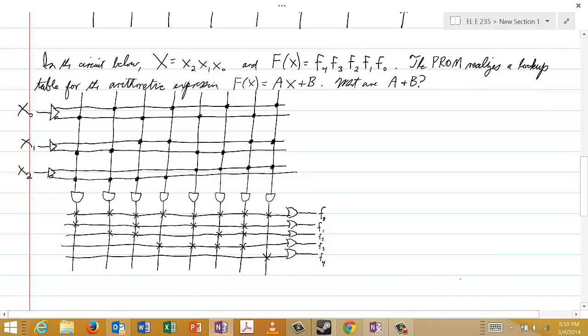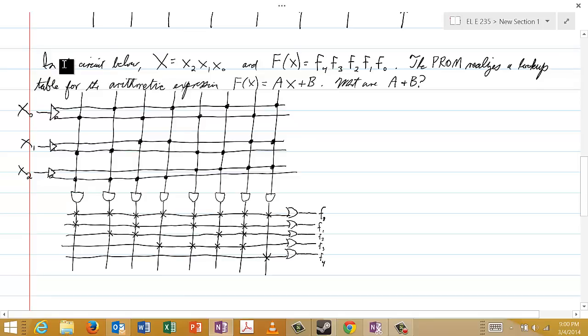Okay, so let's look at this example, and this is a little tricky, so pay close attention, but if you understand this example, I think that you understand the PROMs. So here we have a PROM with three input lines, X0, X1, and X2, and five output lines, F0, F1, F2, F3, and F4.